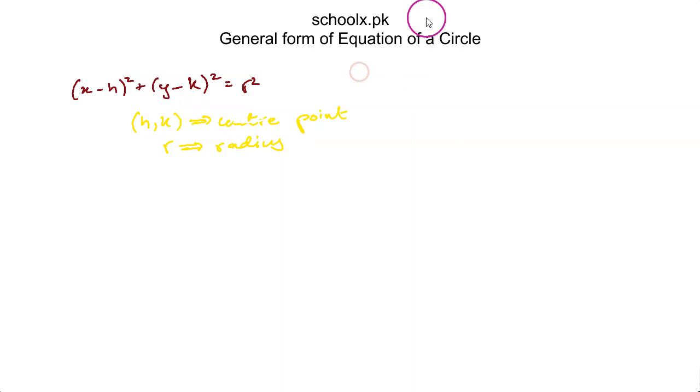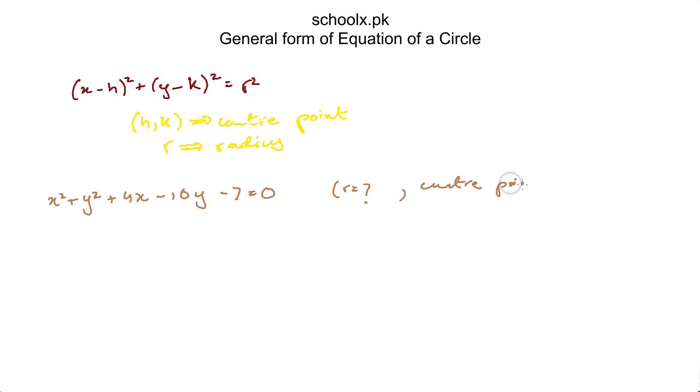Let's consider we are given an equation of a circle in the form x² + y² + 4x - 10y - 7 = 0. And they have asked us to find the radius and the center point of the circle. So for that, we'll have to convert this equation into this form. Only then can we find its radius and its center point.